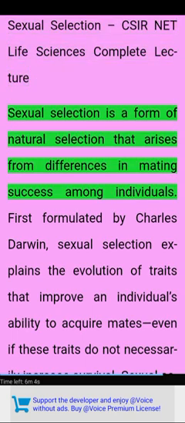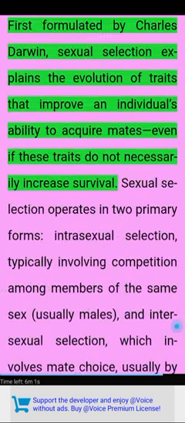Sexual selection is a form of natural selection that arises from differences in mating success among individuals. First formulated by Charles Darwin, sexual selection explains the evolution of traits that improve an individual's ability to acquire mates, even if these traits do not necessarily increase survival.